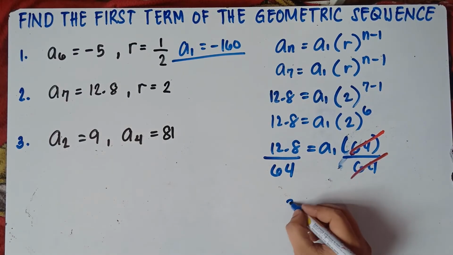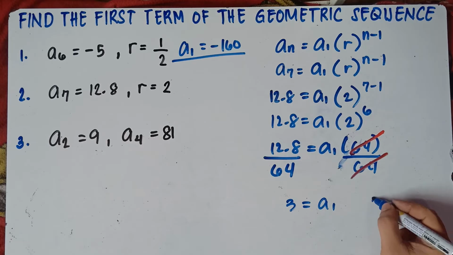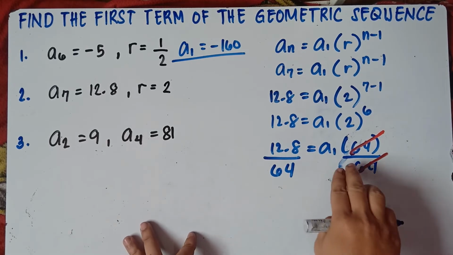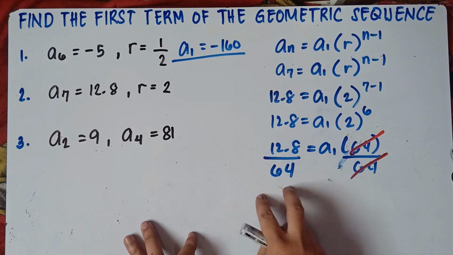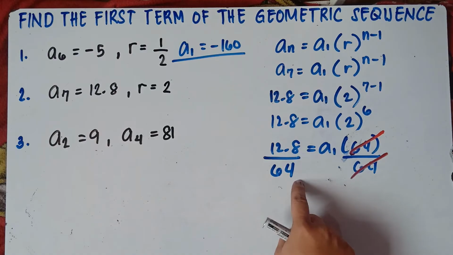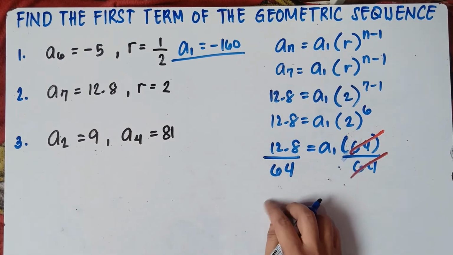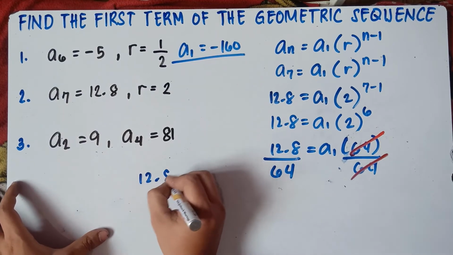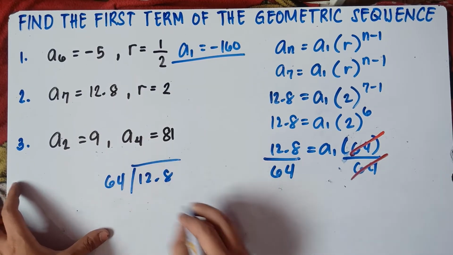So once again, class, 0.2 equals a sub 1 is just the same as a sub 1 equals 0.2. Do not be confused, class. a sub 1 could be on the right side or on the left side. That's the same. So just divide this one: 12.8 divided by 64.